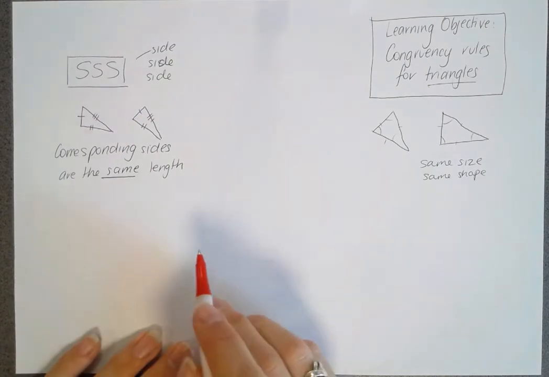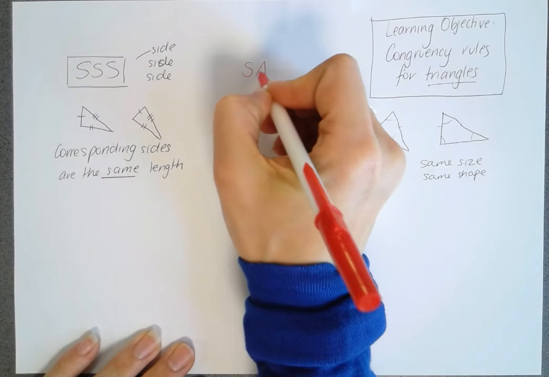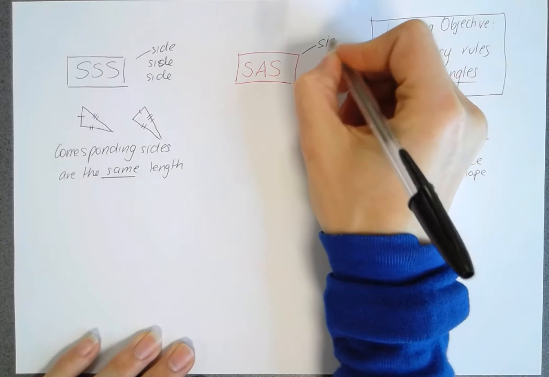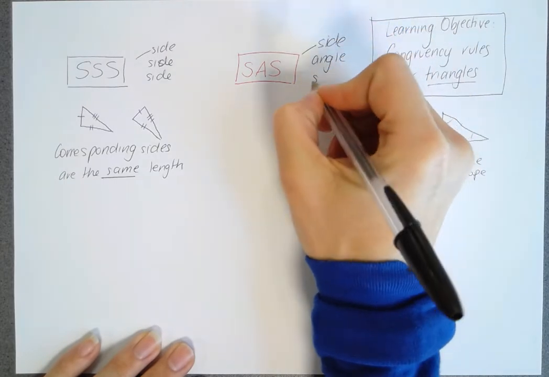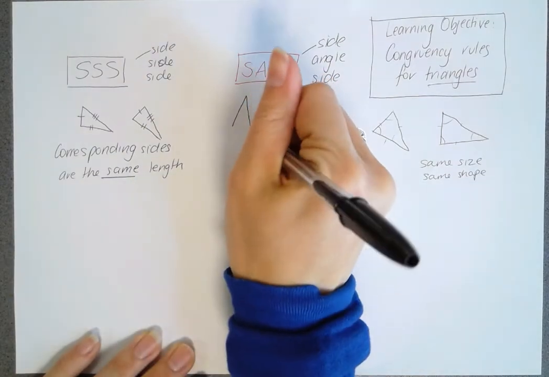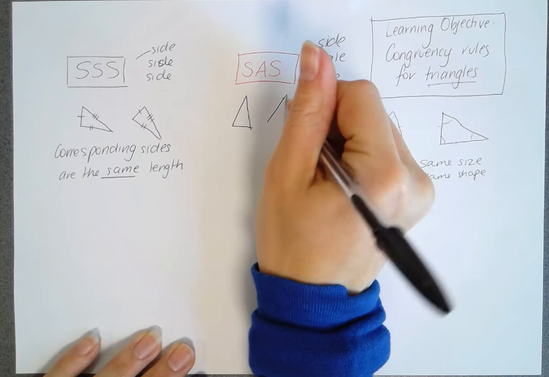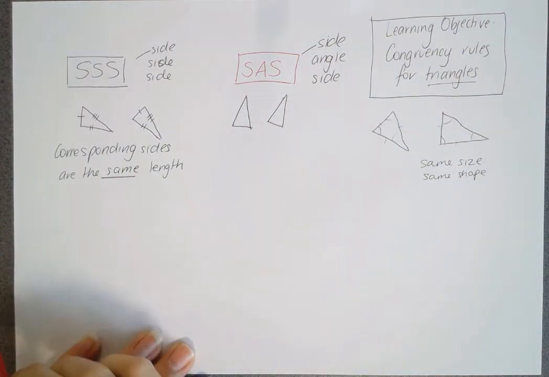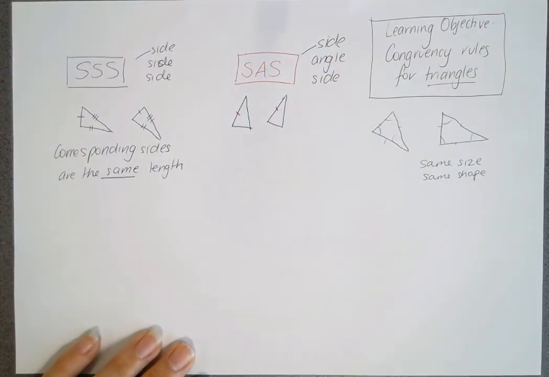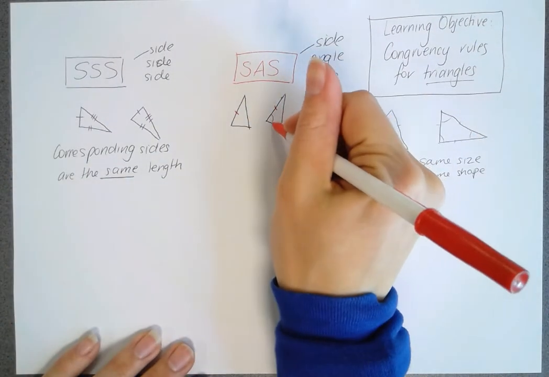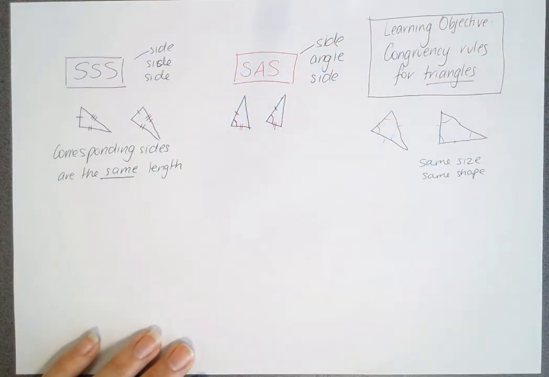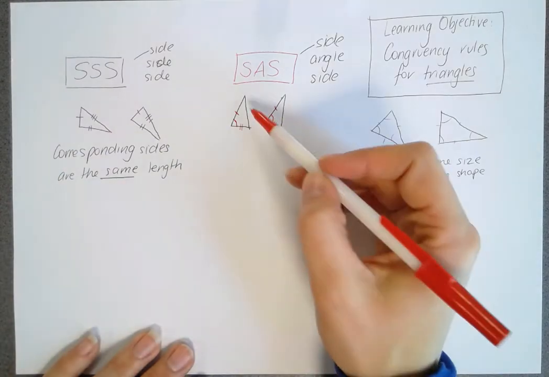Our second rule is very similar, but this time we are going side, angle, side. Okay, so that A stands for an angle, side, angle, side. And it is SAS for a reason, because what I'm going to show you is with these 2 triangles this time, if they are to be deemed the same, they must have one side, the corresponding sides must be the same here, and then we've got to have an angle that is next to it or touching it, and then a second side.